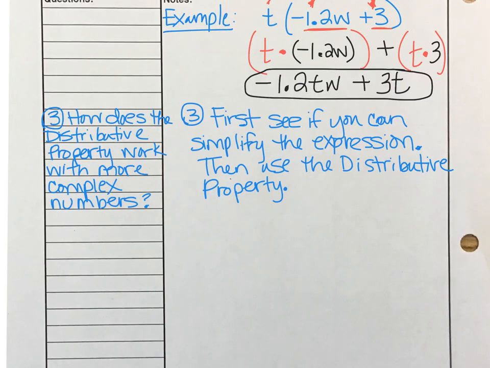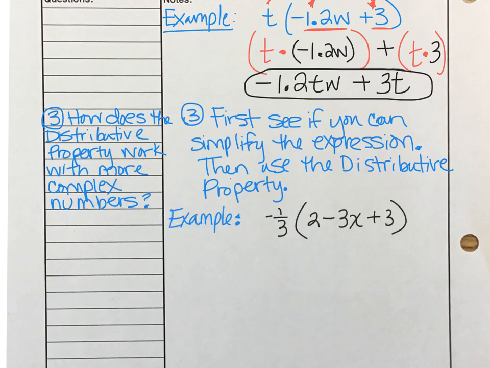Question number 3. How does the distributive property work with more complex numbers? First, see if you can simplify the expression. Then you're going to use the distributive property. So let's take a look at an example that shows this same process. Look at this expression, -1/3 times the quantity 2 minus 3x plus 3.